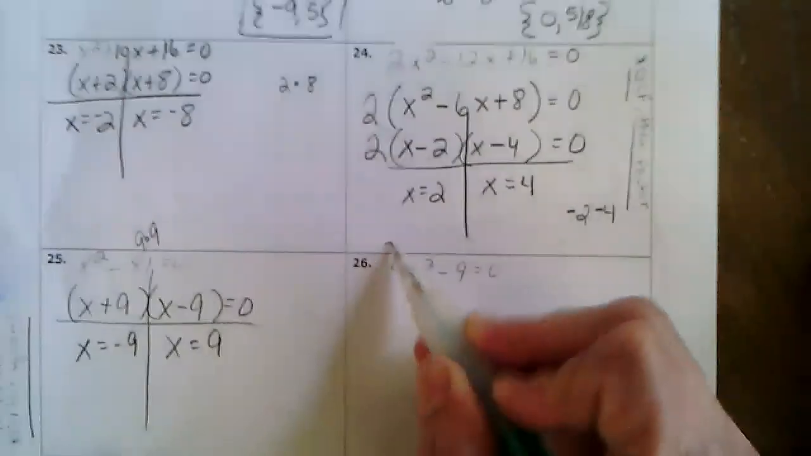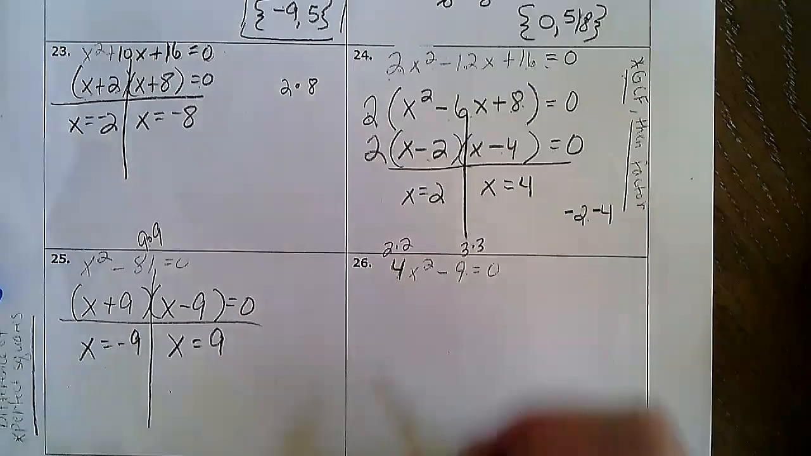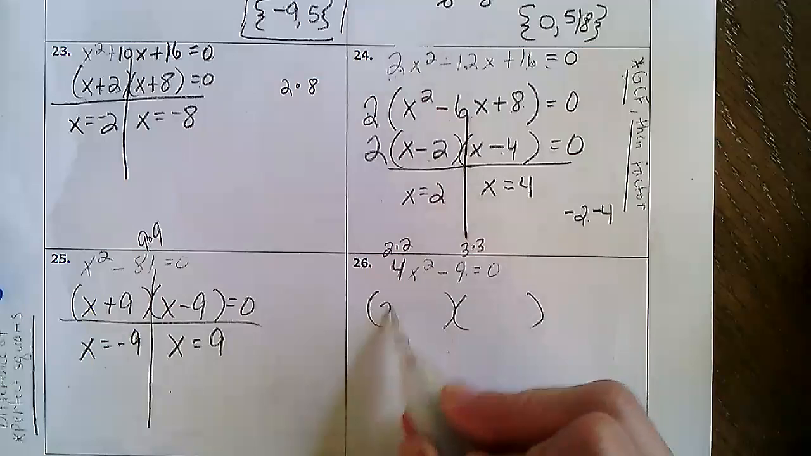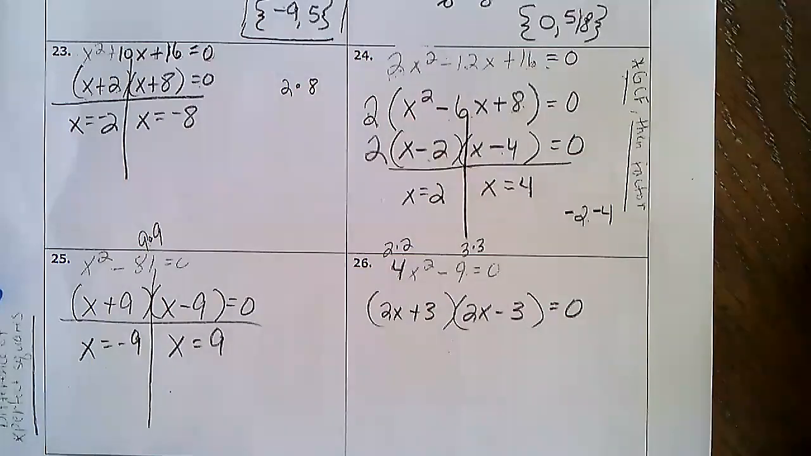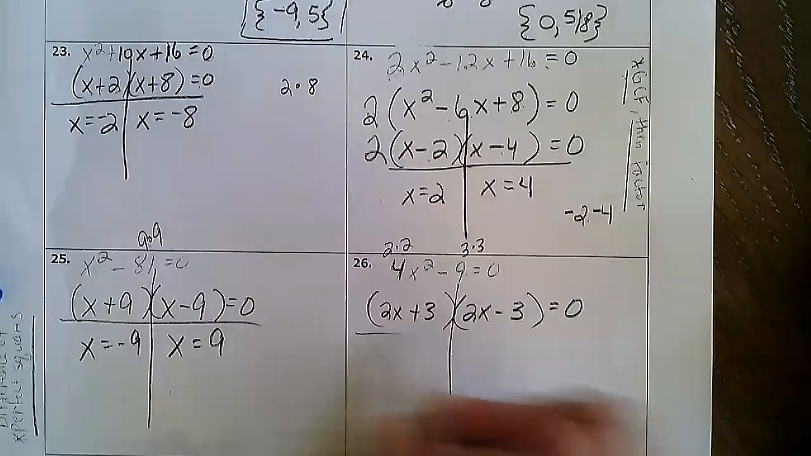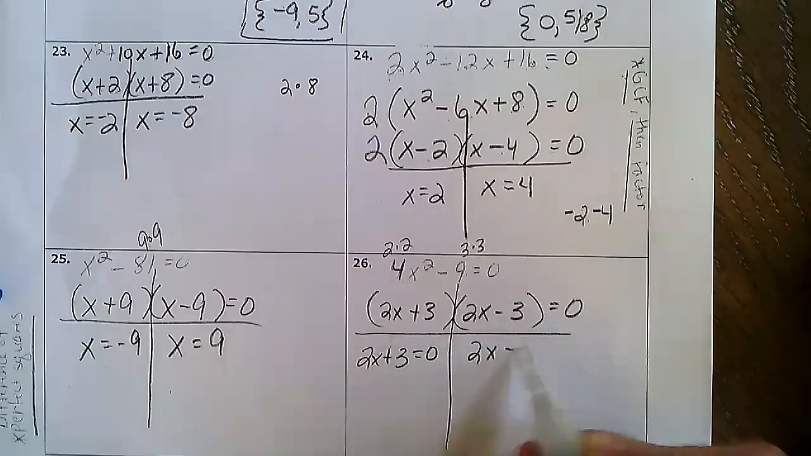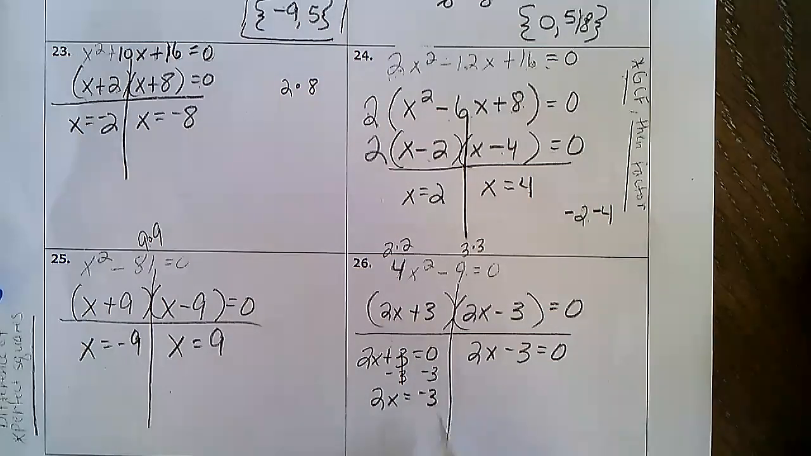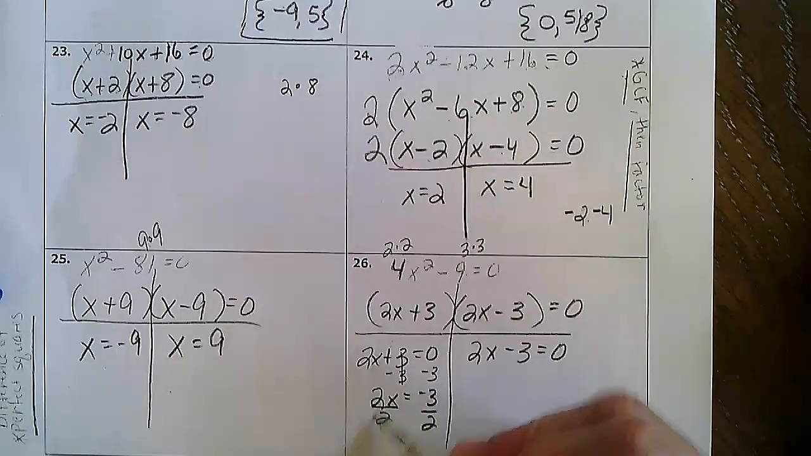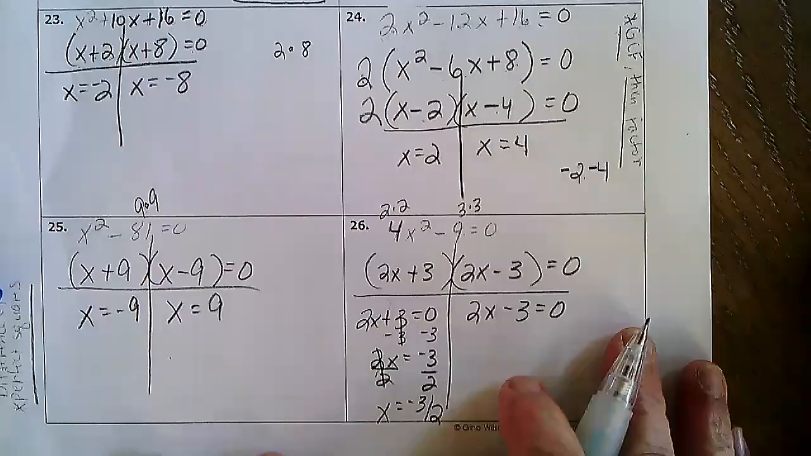Okay, that's a perfect square because 2 times 2 is 4. And that's a perfect square because 3 times 3 is 9. So then this factors to 2x plus 3, 2x minus 3. And then when you set those equal to 0, 2x plus 3 equals 0, 2x minus 3 equals 0. You're going to subtract 3, and you get 2x equals -3, divide by 2, and x equals -3 over 2, or -1.5.